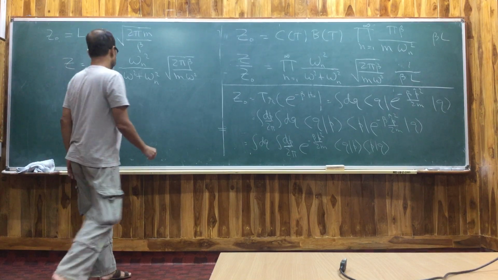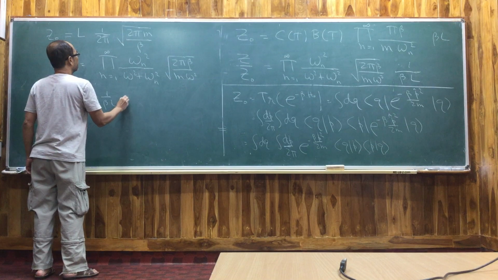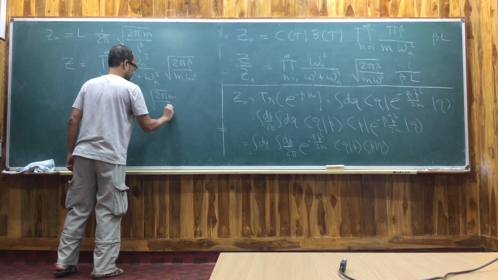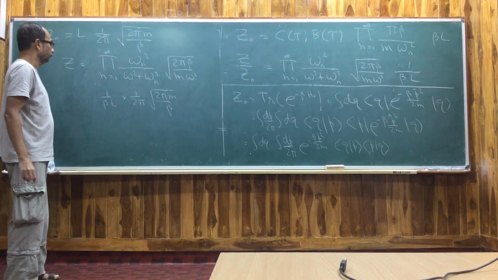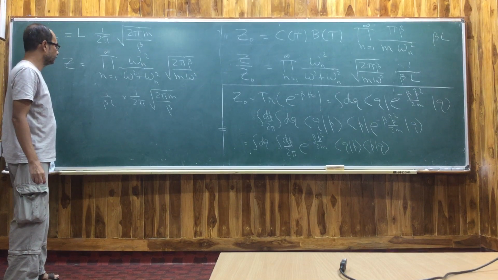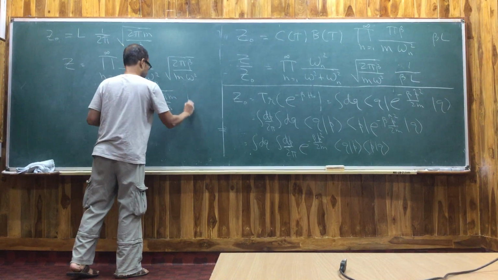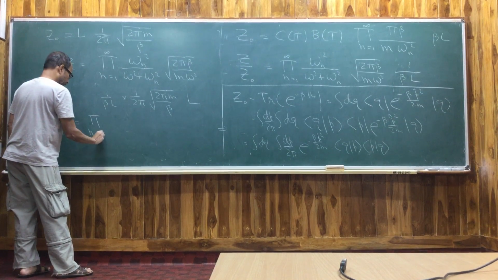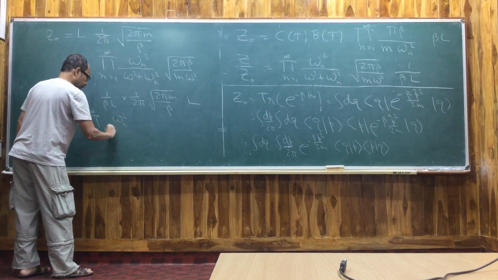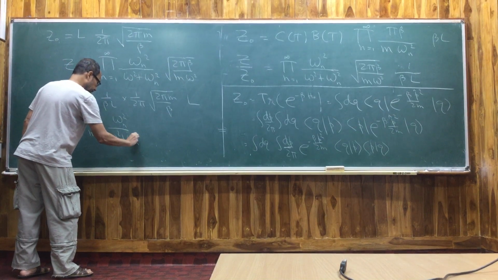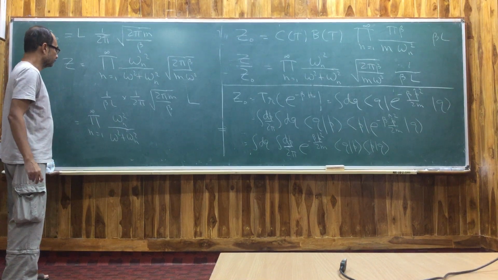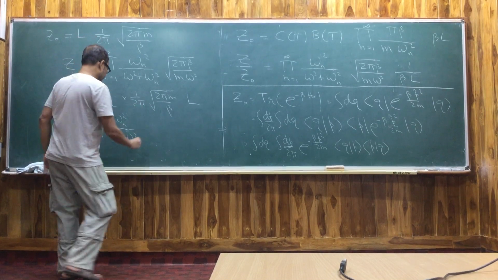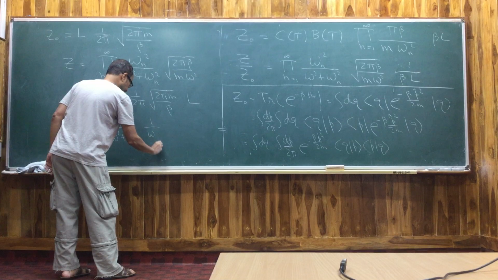Beta L times 1 over beta L times 1 over 2 pi is equal to 2 pi by beta. So this is equal to a product from 1 to infinity. Most of the terms cancel. The 2 pi factors cancel, right? The square root of beta, this beta cancels. So basically you get 1 over omega times beta.